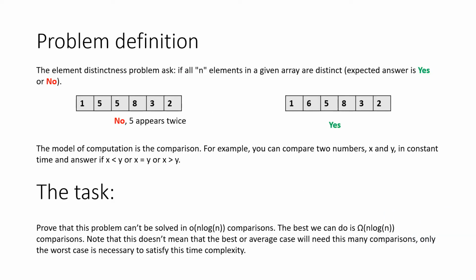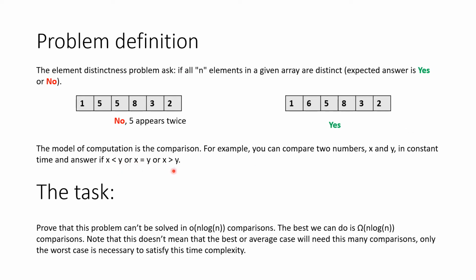Let's begin by defining the problem. The element distinctness problem asks if all n elements in a given array are distinct. We're expecting a yes or no answer. For example, on this array, we have the element 5 repeating, therefore we will say no. The array is not distinct, and for this example, none of the items are repeating, therefore we will say yes, this array is distinct.